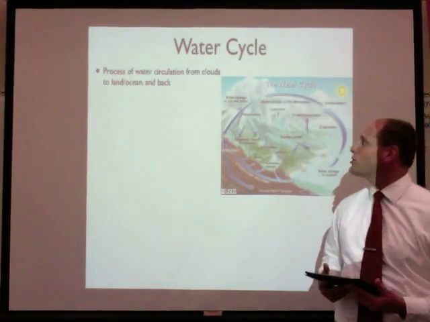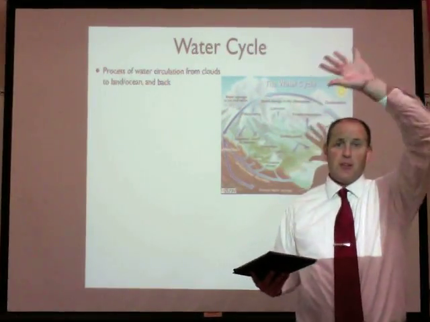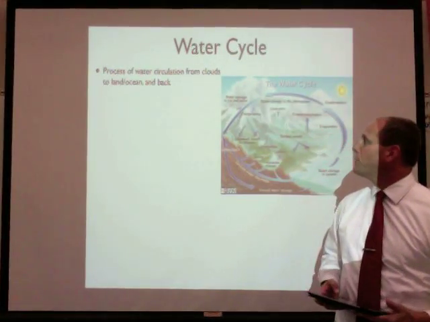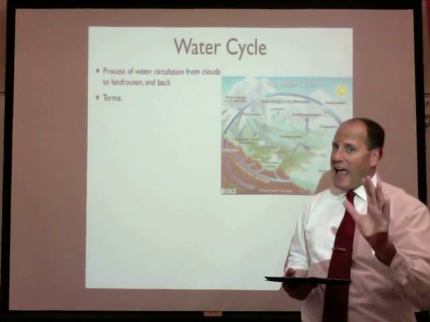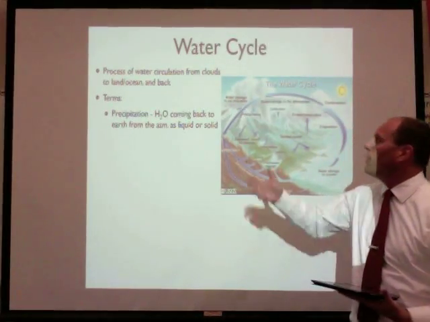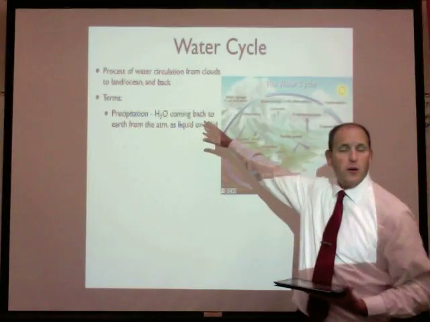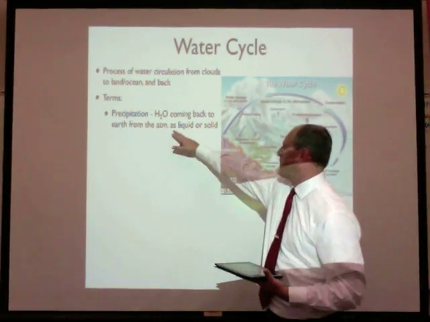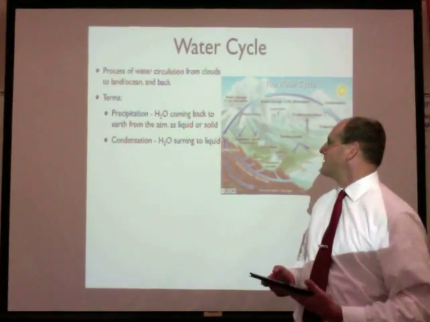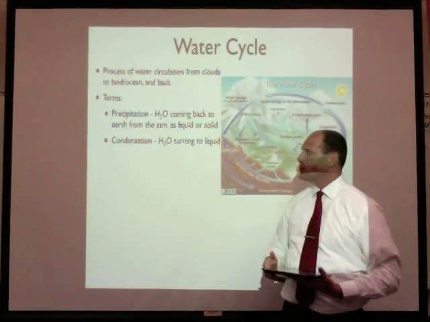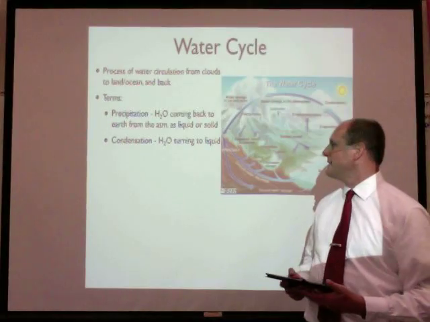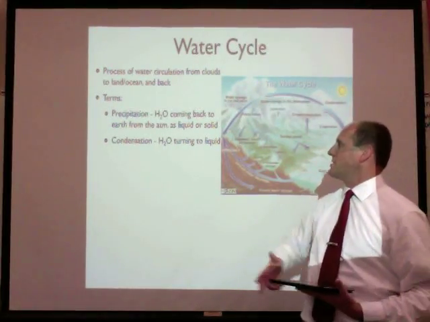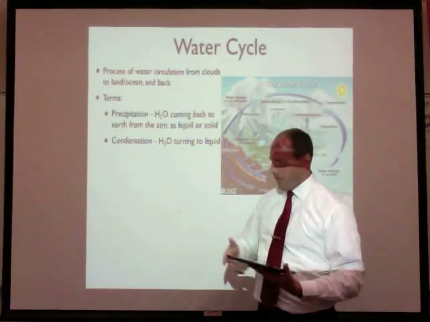The water cycle, the next one. Process of that water circulation from clouds up here in the atmosphere, then down to land, to the ocean, and back again. A couple terms that you should be familiar with, and I'm pretty sure that you are with most of these. Precipitation. This is where this water is coming back down to the earth from the atmosphere as liquid or solid. Condensation. H2O is returning to liquid. So we have this condensation and precipitation process. The water has to condense before it can fall back down.